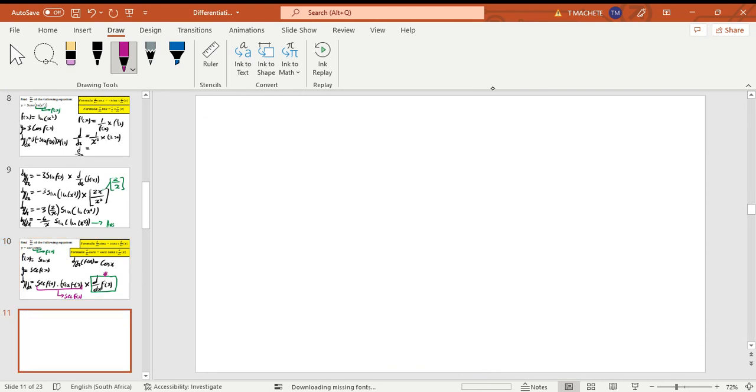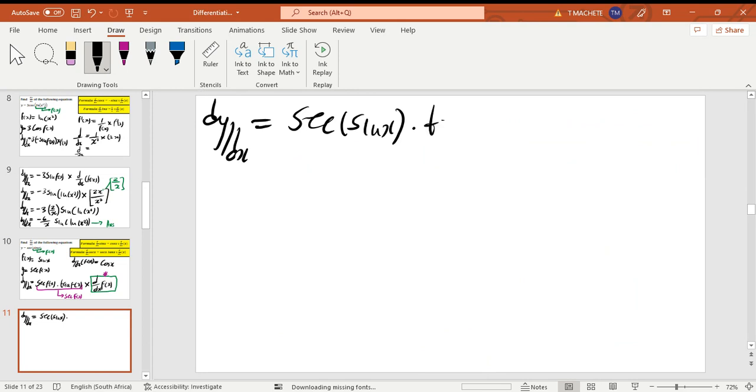Okay, let's go. So your dy over dx, you have to substitute those values. It's sec, what is your f of x? Your f of x was sine x, multiply by tan sine x. Then your d over dx of that f of x was cos x. Then this is your final answer. You can leave it as it is. No need for you to solve it further. This is your final answer.